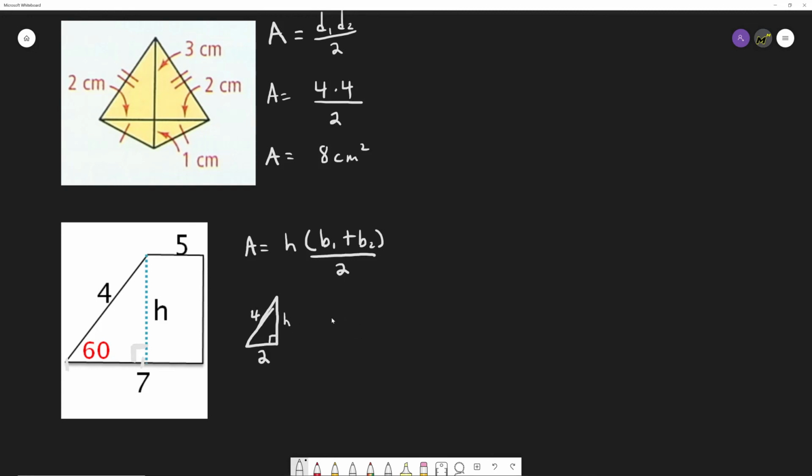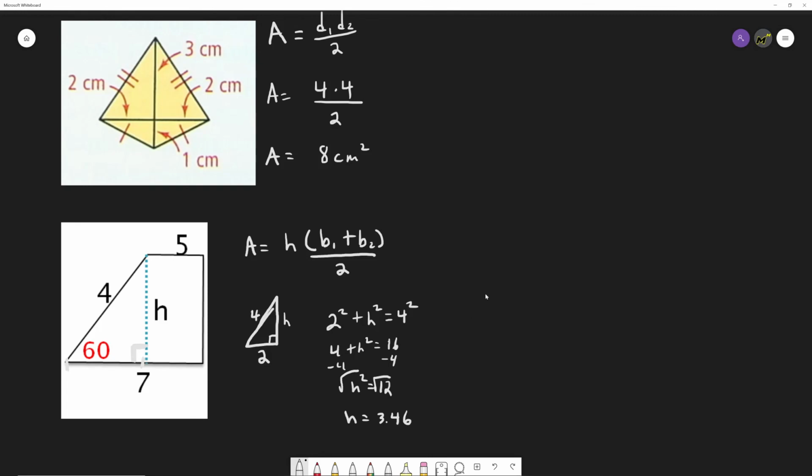And so it looks like with the Pythagorean theorem, we'd have 2 squared plus h squared equals 4 squared. And so 4 plus h squared equals 16. Subtract 4 on both sides. h squared would be 12, and then to cancel out the square, you have to square root both sides, leaving you with a height equaling about 3.46. Okay, so that's your height.